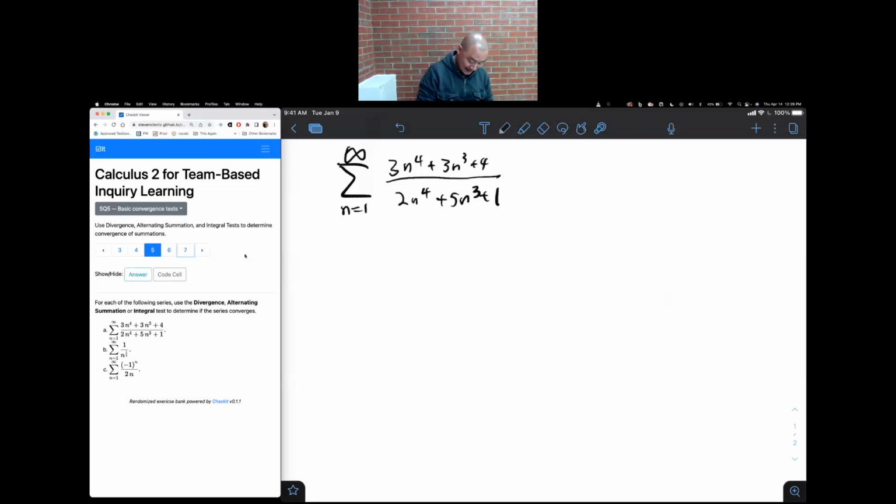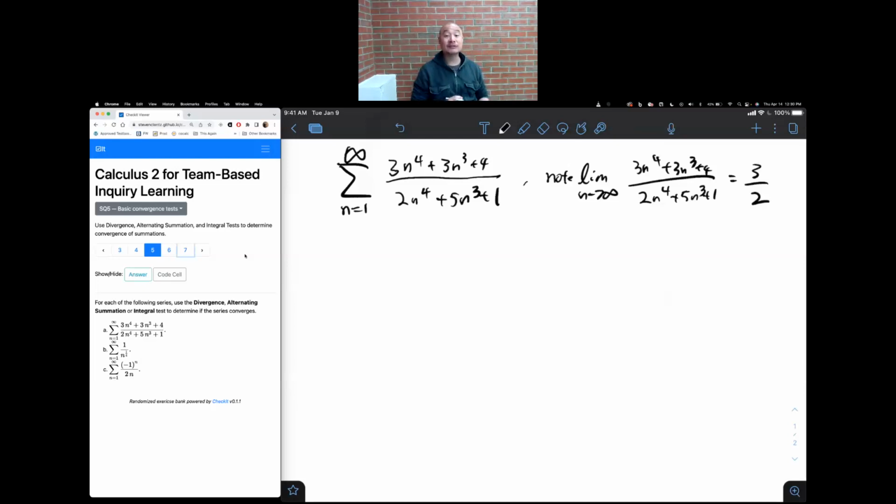So note, the limit as n goes to infinity of our rational expression will actually converge to 3/2. We can do this by comparing the leading terms of the rational expression or by taking L'Hopital's rule. But we get that this is 3/2, which is very much not 0.